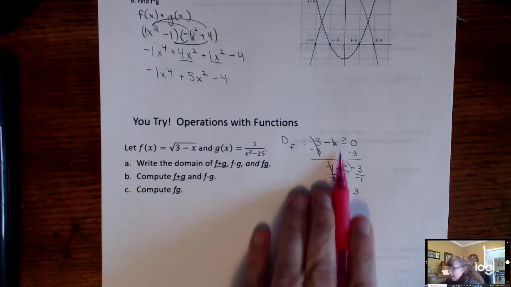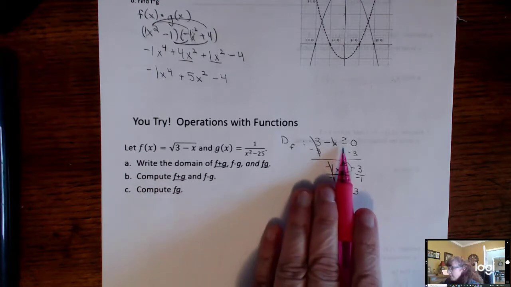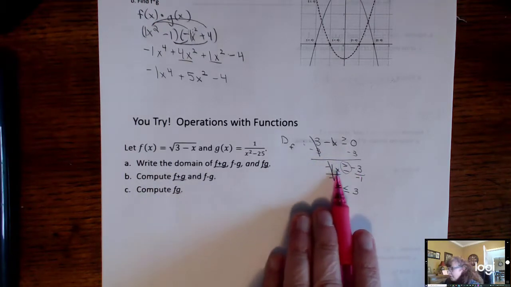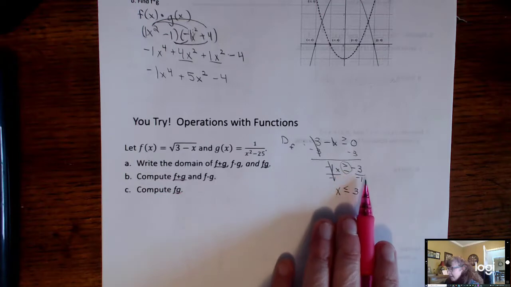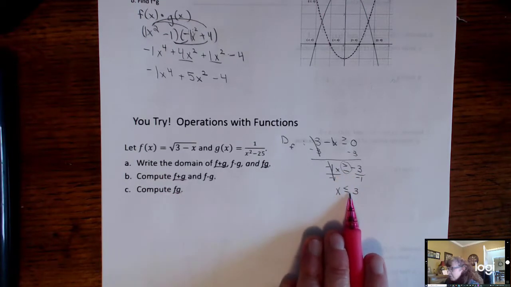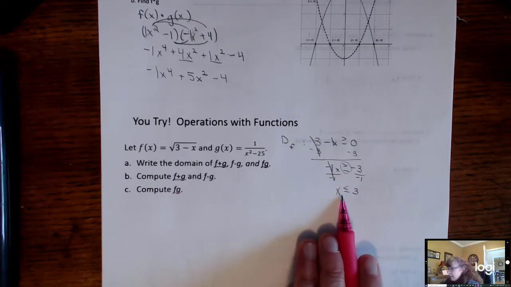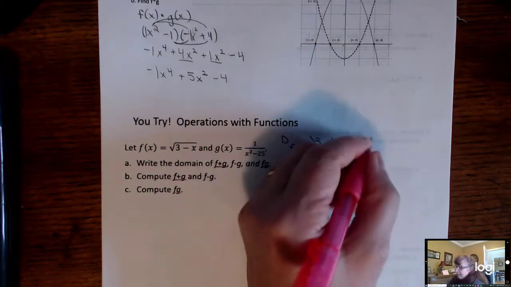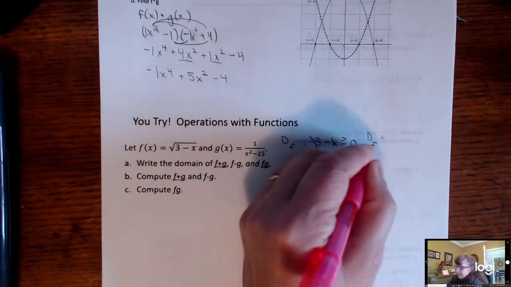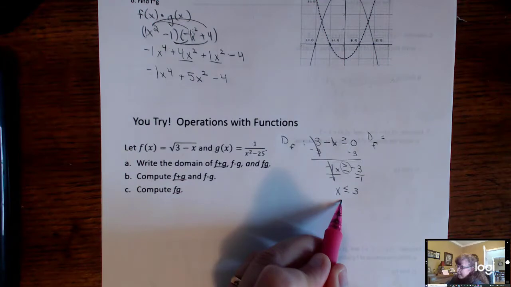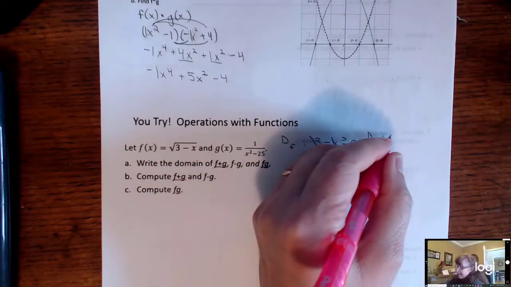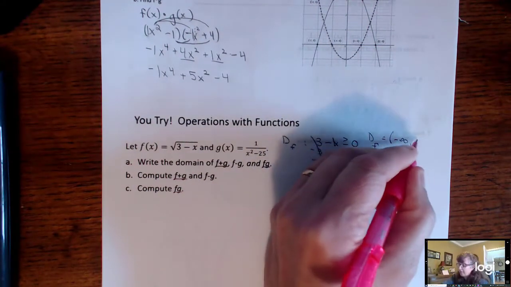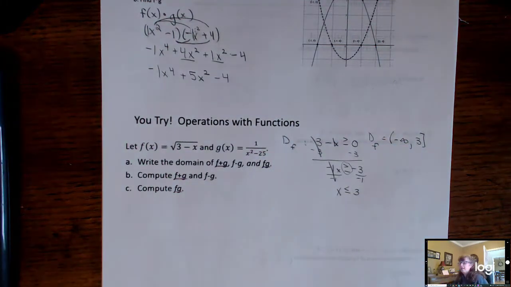And some of you may not be writing all of this down. When you have an inequality, you have to make sure you write your left-hand side and the inequality and the right-hand side so that if this switch happens, you don't get confused. All right, so the domain of f is all the numbers that are less than or equal to 3. So in interval notation, it would be negative infinity to 3 with a bracket. And I'll graph that in just a second.